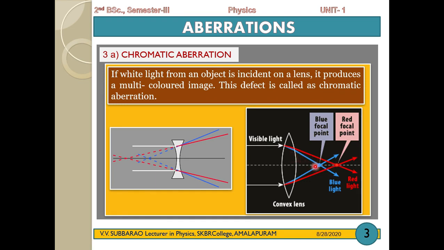The focal length for violet is less than the focal length for red. Hence violet rays will be focused to a point close to the lens and the red rays will be focused to a point farther from the lens. The intermediate colors will be focused in between these 2 points. If we place a screen in between these 2 points, the image is multicolored and nowhere is it white. That means when white light is allowed onto a lens, the image formed by it is multicolored instead of white. This defect is called chromatic aberration.